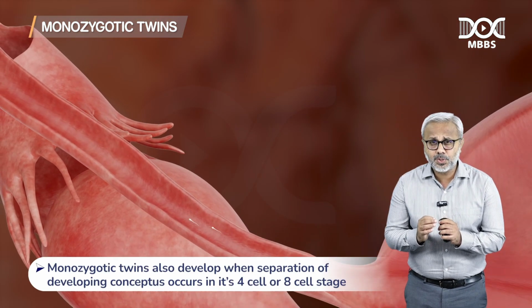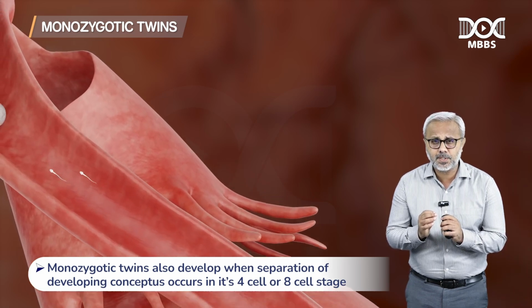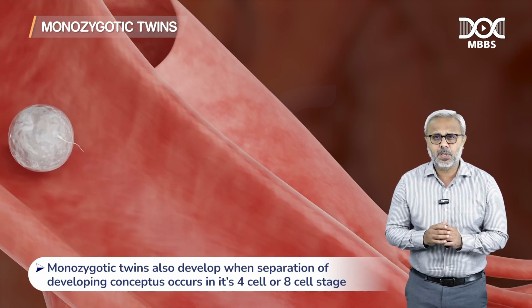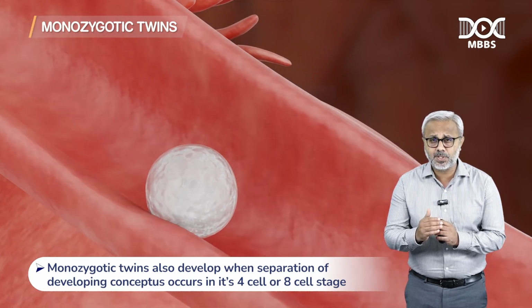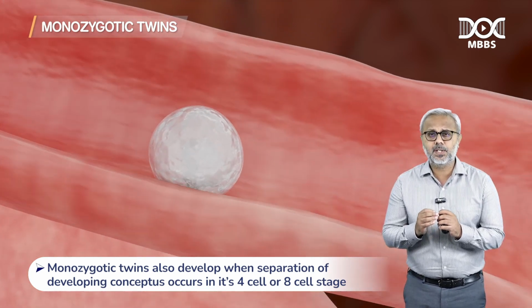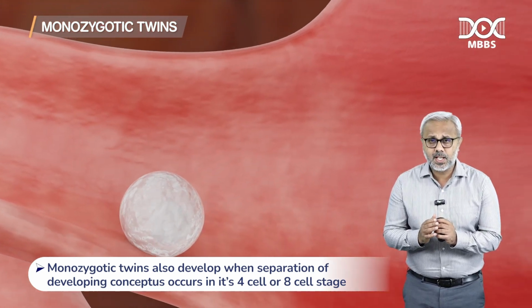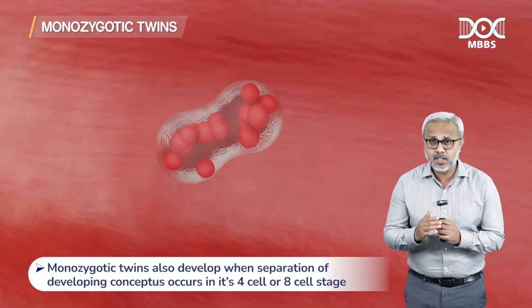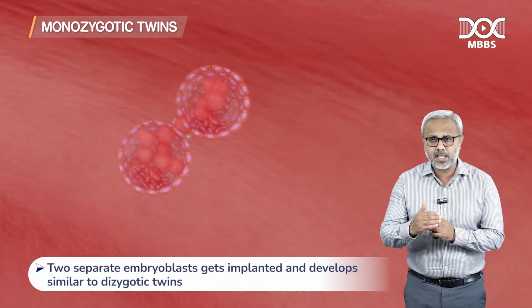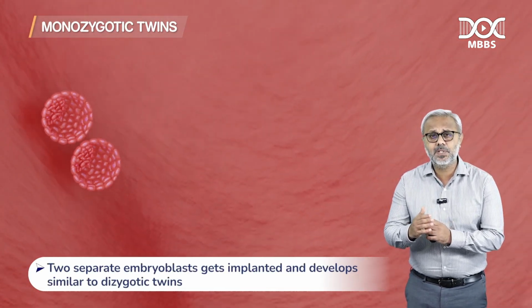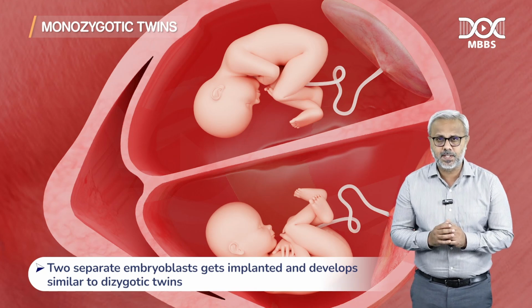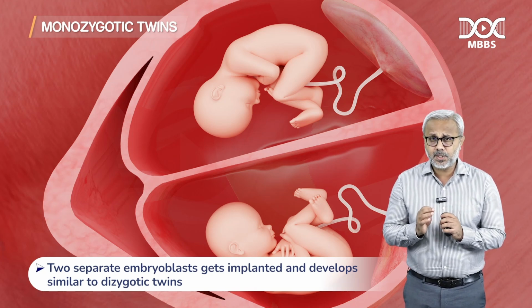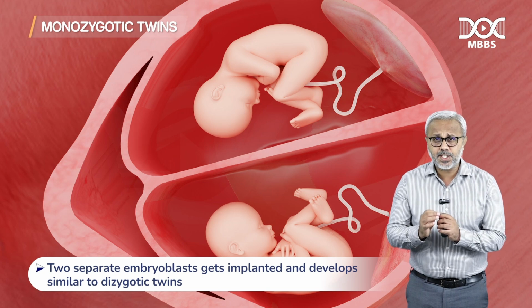Monozygotic twins can also be formed by one more rare possibility, and this rare possibility is when early separation of the developing conceptus occurs, usually when the conceptus is in the 4-cell or 8-cell stage. Here again we have two separate embryoblasts or blastocysts which will get implanted and develop similar to dizygotic twins. Here it is difficult to distinguish them from the dizygotic twins.